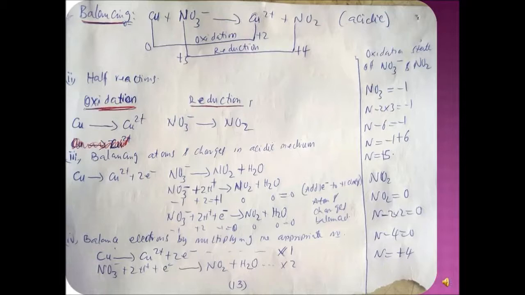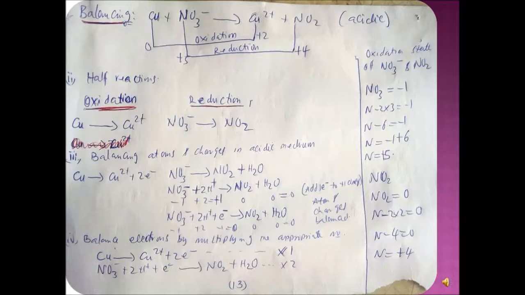So when we go to step 2, where we have our half reactions, the oxidation half and the reduction half. So copper to copper 2 plus goes to the oxidation side, and then nitrate 5 ion to nitrogen 4 goes to the what? Reduction, because there's reduction from 5 to 4. That is the reduction. And then in step 3, balancing atoms and charges in acidic medium.